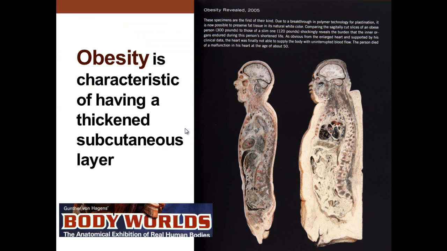Now, here we can see that obesity is characterized by a thickened subcutaneous layer or hypodermis. And you can see this is an individual from Body Worlds that weighs 300 pounds versus one that weighs 120 pounds. And you can see the hypodermis is very, very thick on this individual.